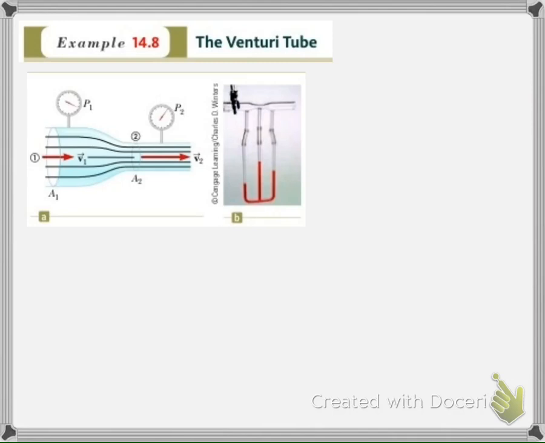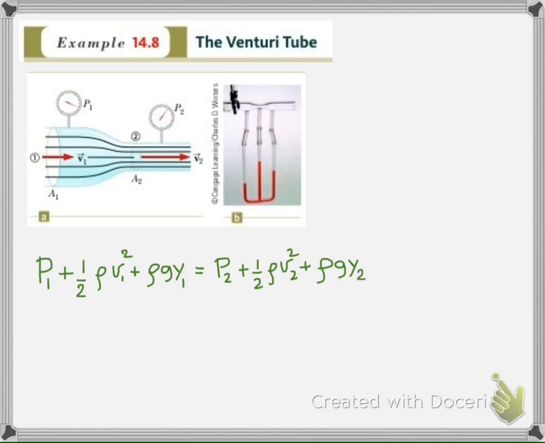If we write down the Bernoulli equation again, we have that P1 plus 1/2 of rho V1 square plus rho g y1 equal to P2 plus 1/2 of rho V2 square plus rho g y2.